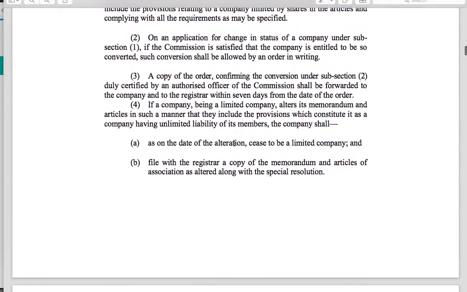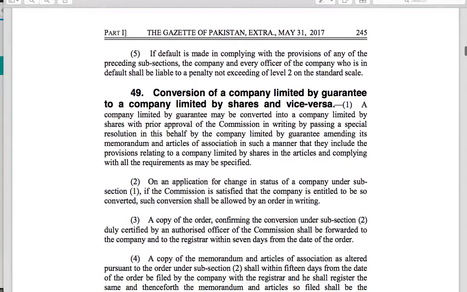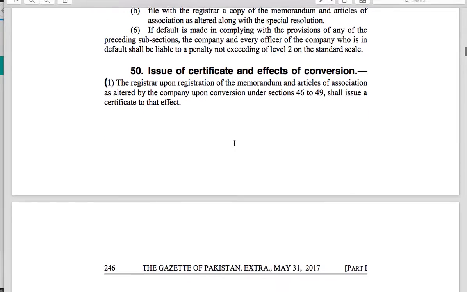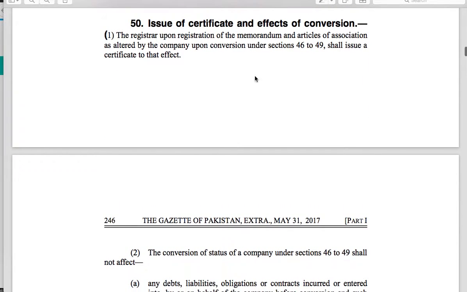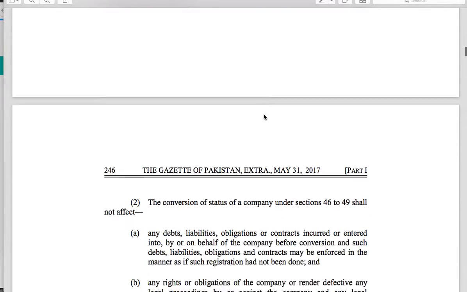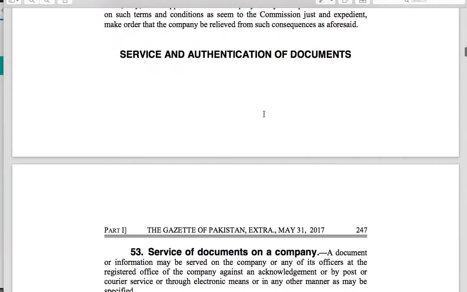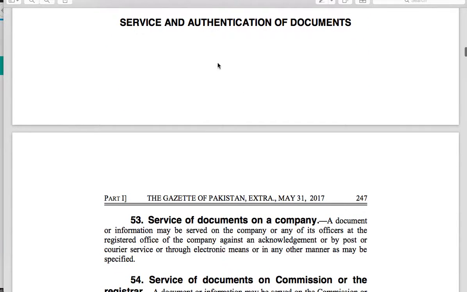These are the sections that we deal with different types of company. The most prevalent is company limited by shares. Now certificates, then obviously once you convert a company, all the share certificates have to be changed. Now how the documents will be authenticated and services.